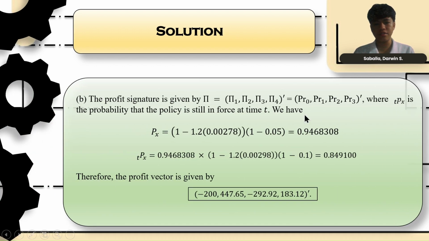From the previous lesson, the profit signature is given by this equation. So first, we need to find the tPx, or the probability that the policy is still in force at time t. So we have the following values for p sub 40 and 2p sub 40. Then multiplying these values on expected profit on time 2 and time 3, the profit signature will be negative 200, 447.65, negative 292.92, and 193.12.